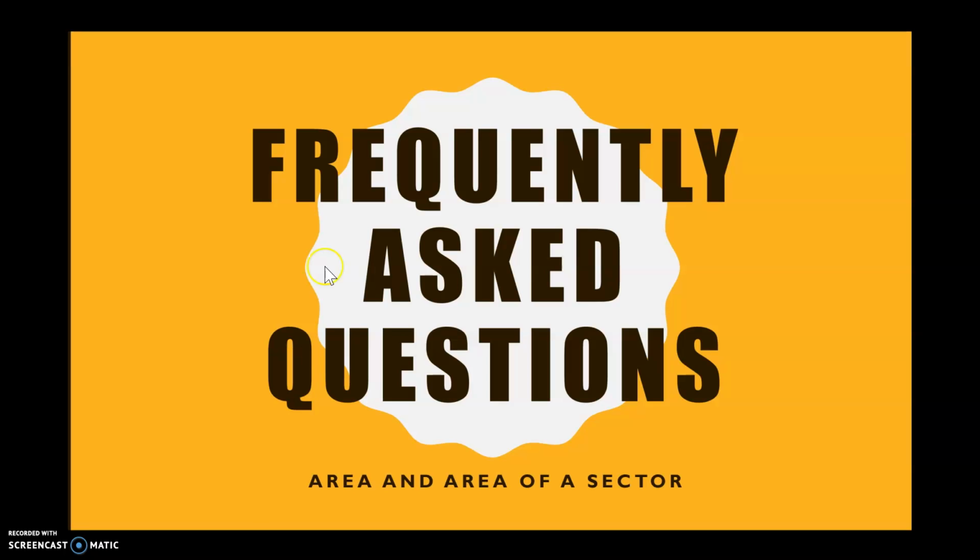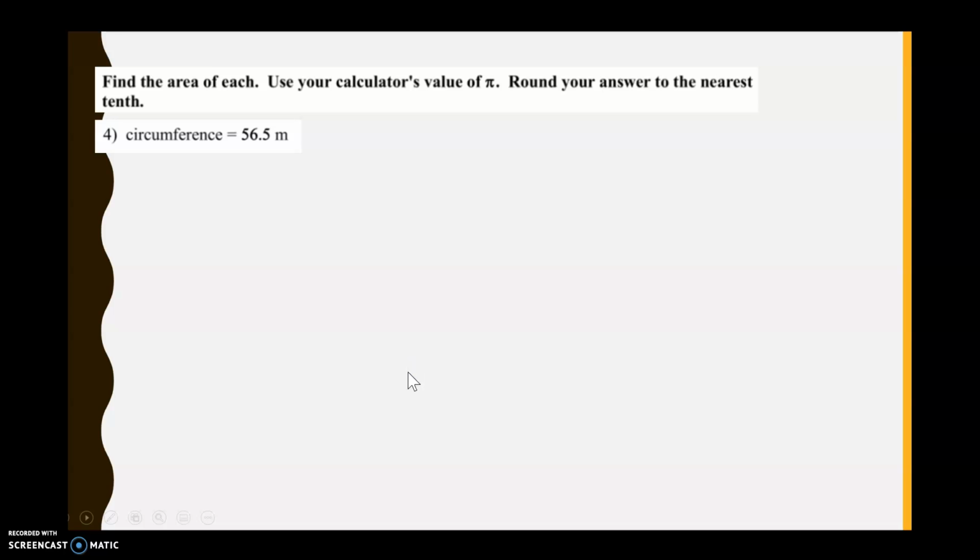Hey guys, two questions on last night's homework, area and area of a sector. The first one was number 4. They're asking you to find the area and they're giving you your circumference of 56.5.